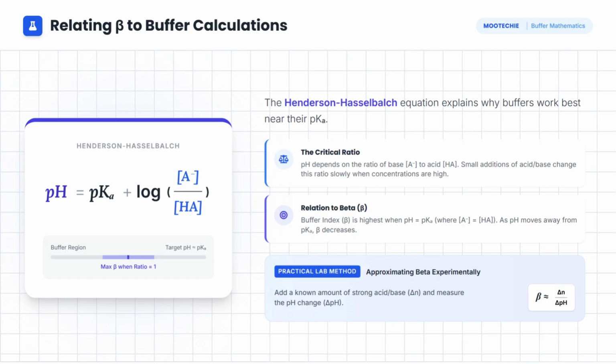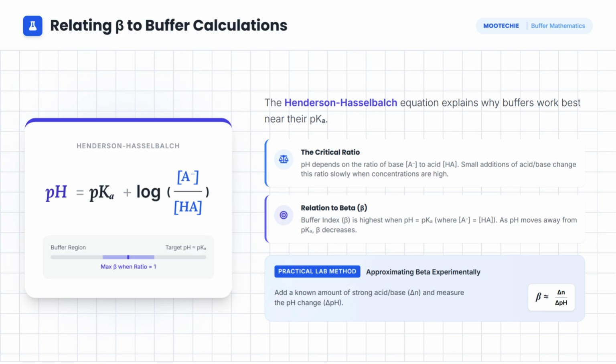The Henderson-Hasselbalch equation explains why buffers work best near their pKa. The equation is pH equals pKa plus log of the ratio of A- to HA. The critical point is that pH depends on the ratio of base to acid. Small additions of acid or base change this ratio slowly when the concentrations of both are high. The buffer index, beta, is highest when pH equals pKa, which is where the concentration of A- equals the concentration of HA. As the pH moves away from the pKa, beta decreases.